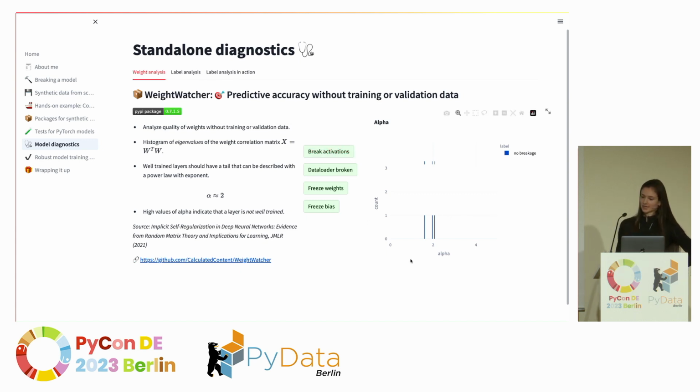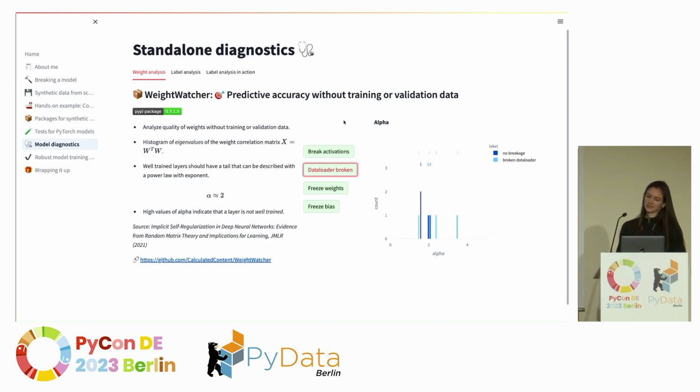On the right-hand side, you can see the alpha values from my unbroken model, and according to our theory, these values are quite good, so they are around 2. On the y-axis, you can see the count, so this means I have one layer with alpha value, let's say, 1.8 or so. Now, let's break our model a little bit. First of all, let's break the activations. And here I can already see my alpha values are definitely higher than with the model that's working properly.